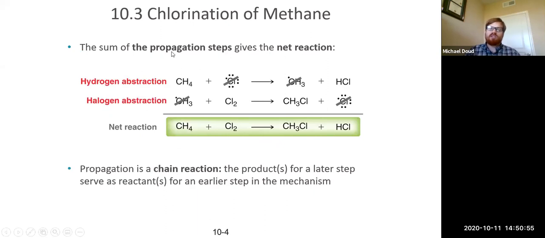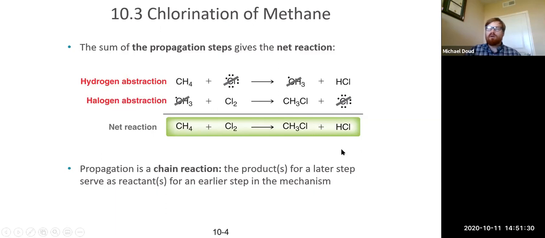So when we add up the propagation steps, we had our initial hydrogen abstraction plus the halogen abstraction. That was methane plus the chlorine radical, forming the methyl radical plus hydrogen chloride. And then the halogen abstraction takes the methyl radical plus the chlorine and forms the chloromethane and the chlorine radical. You add everything together, cancel the methyl radical out, cancel the chlorine radical out. That gives you your net reaction, which is the methane plus chlorine forming the chloromethane and the hydrogen chloride.